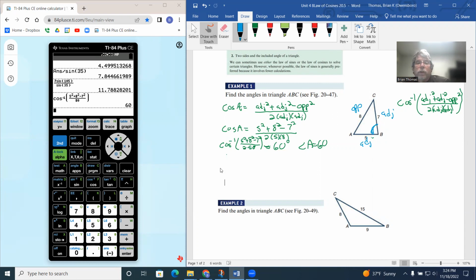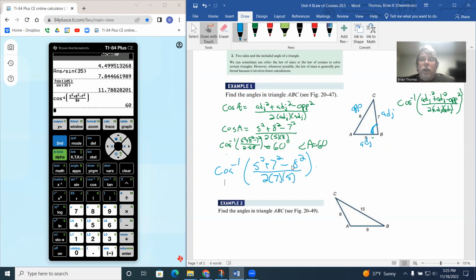If I use the formula that we created over here, the inverse cosine of, you notice how I say adjacent squared plus adjacent squared, that's going to be the 7 and the 5. So the 5 squared plus the 7 squared, then minus the opposite squared, which is the 8. And then this is going to be over 2 times the adjacent times the adjacent, that's the 7 times the 5, or 5 times 7, doesn't really matter.